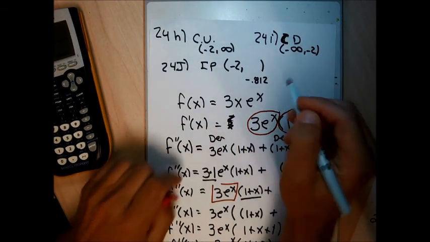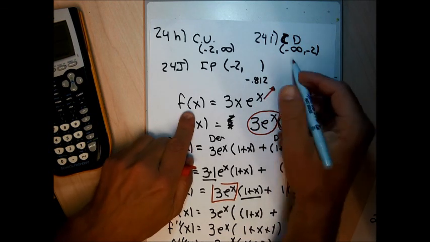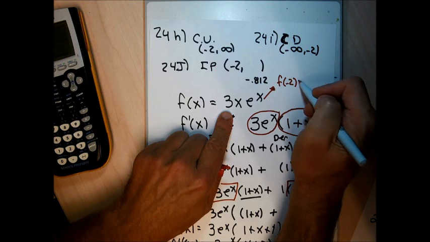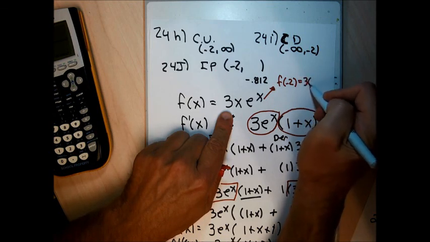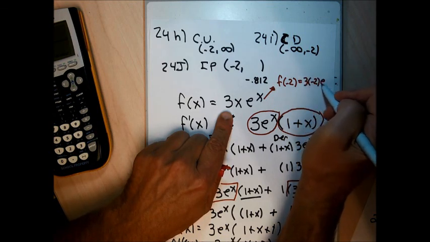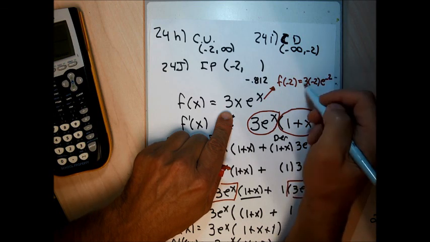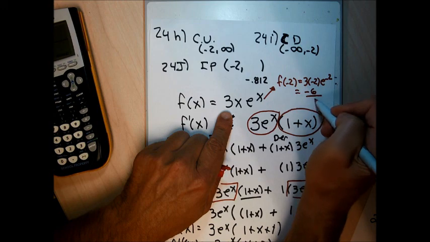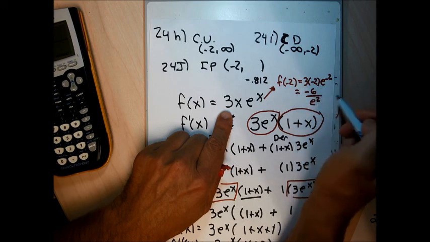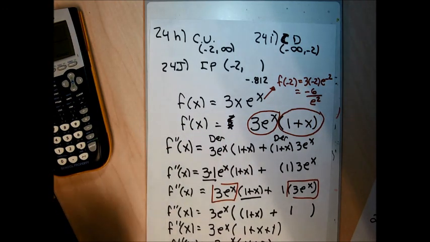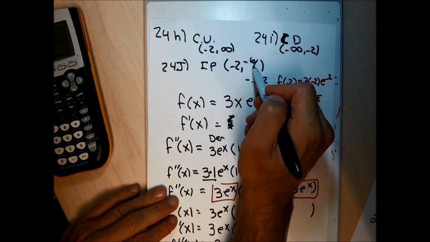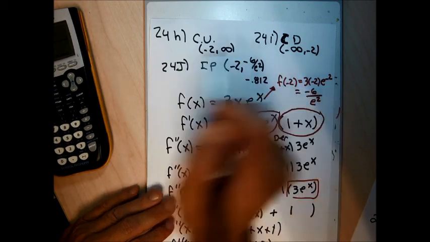So to get the y coordinate of the inflection point by hand, I'm going to find f of negative 2, which involves plugging negative 2 into the original function for x. That's going to be 3 times negative 2 times e to the negative 2 power. 3 times negative 2 is negative 6. E to the negative 2 power can be made e to the positive 2 power if you put it in the denominator of a fraction. The y coordinate of my inflection point is negative 6 over e squared.